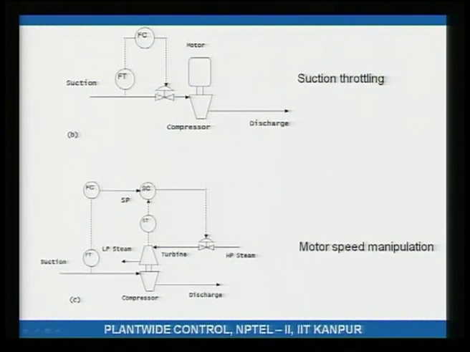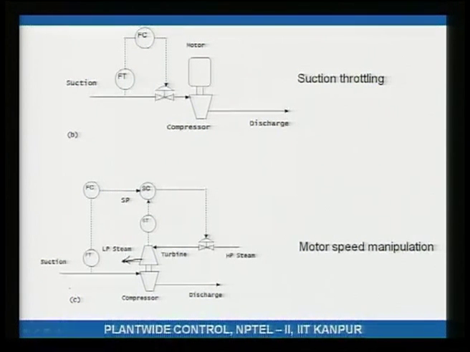Arguably, the most energy efficient way of doing it is using motor speed manipulation, which is shown here. You have a compressor and a turbine which is rotating the compressor. The turbine, for example, is being rotated by high pressure steam. High pressure steam loses its pressure energy to create the rotation, and then exits as low pressure steam, which is here. The more the flow of the high pressure steam, the more the rotational speed. The less the flow, the less the rotational speed of the turbine.